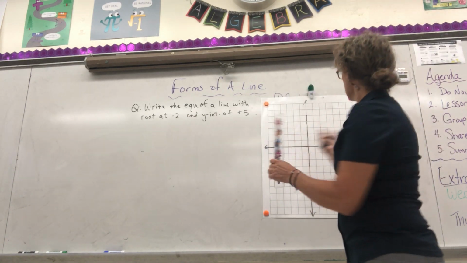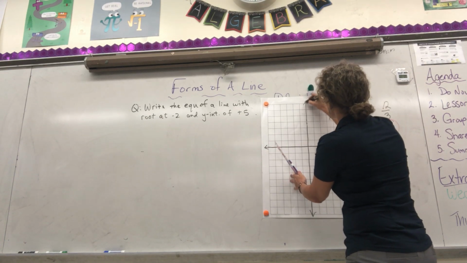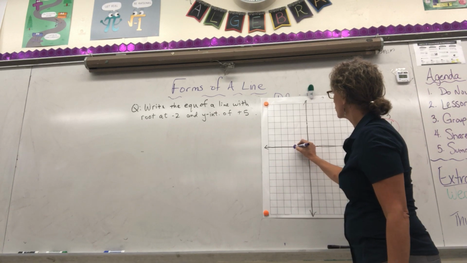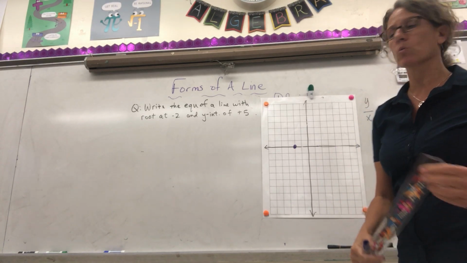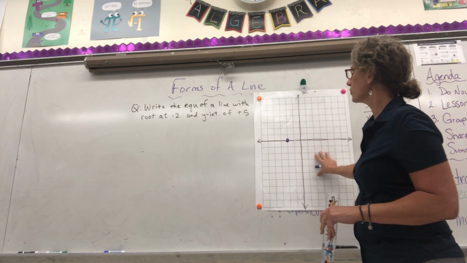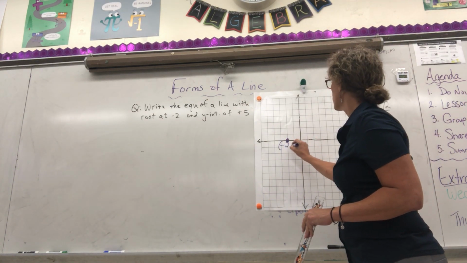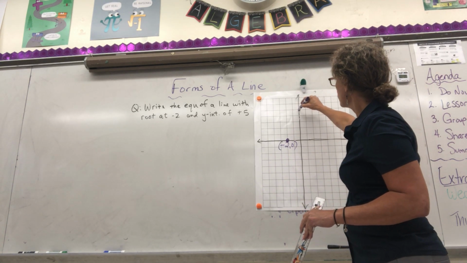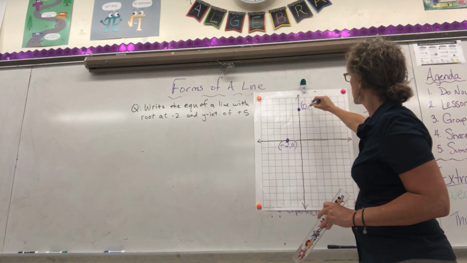Pictures are worth 1,000 words. So we're going to graph the root at -2. A root of the function is an x-intercept, and now I want to label the coordinates of this point. Every x-intercept has a value of 0 for y, so -2, 0. And y-intercepts, 1, 2, 3, 4, 5, have a 0 for x.